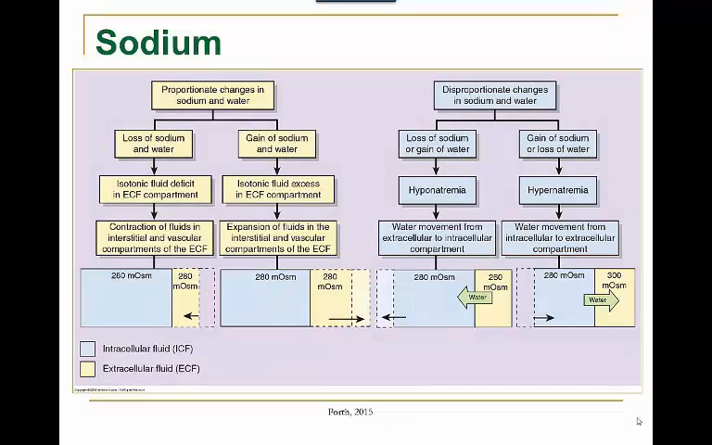So let's take a look at this. I think this is pretty interesting and a really good way to encapsulate this, and Porth does a really good job. When you talk about proportionate changes in sodium and water, we had talked specifically about fluid volume deficit and the difference between that and dehydration. When we have proportionate changes in sodium and water, a loss of sodium and water leads to isotonic fluid depletion, contraction of fluids in the interstitial and vascular compartments of the ECF. When we have a gain of sodium and water, we have expansion of fluid in the ECF compartment, and that leads to expansion of fluids in the interstitial and vascular compartments. That's pretty straightforward when they're changing in a proportionate way.